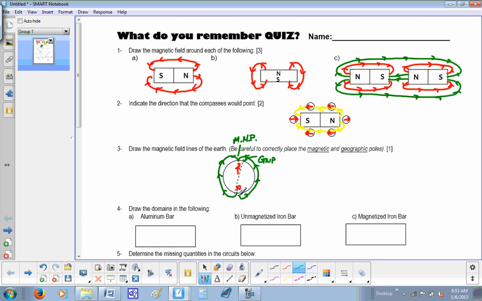Similarly, at the bottom here, I'd have my magnetic south pole. And here, this would be my geographic south pole. So again, keep that in mind that they do not necessarily correspond, and that the Earth is really an upside down magnet.